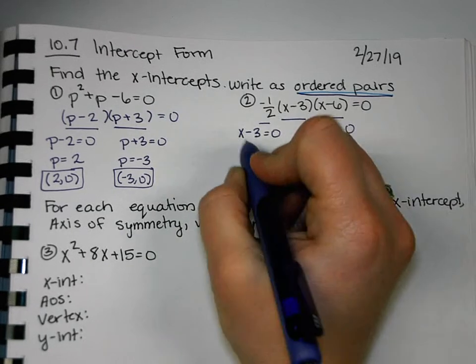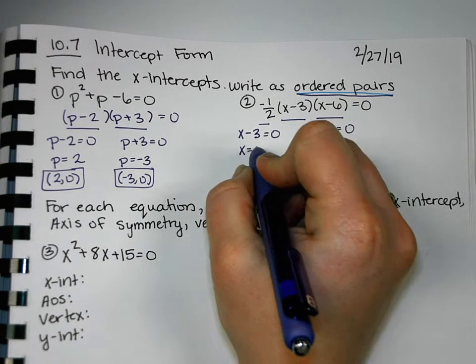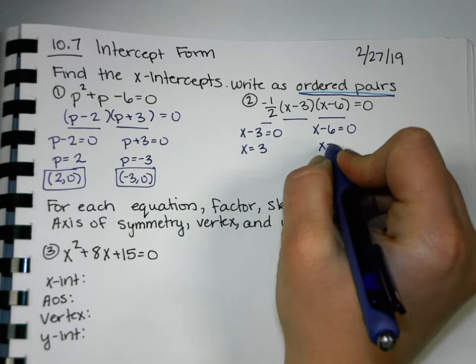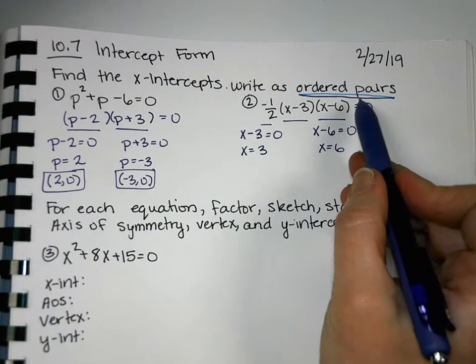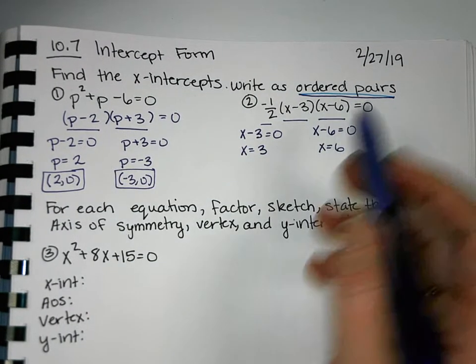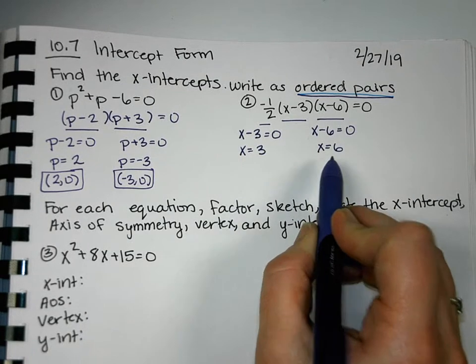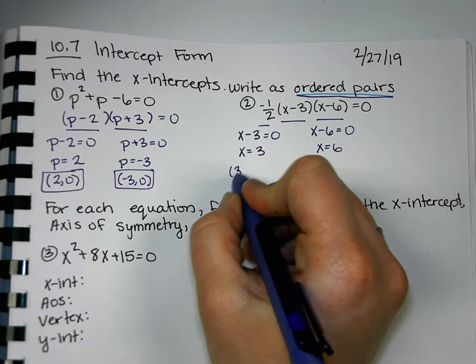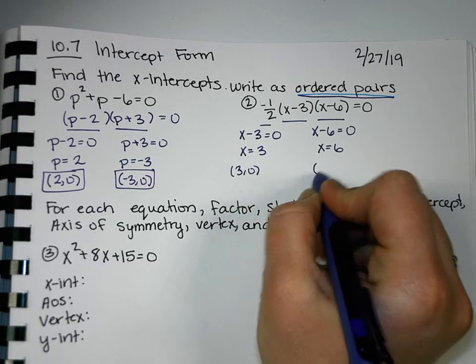Okay, so then when we solve each one, we'll get x is equal to 3 and x is equal to 6, but again, we need to write ordered pairs. So how can we write these as ordered pairs? 3, 0, and 6, 0.